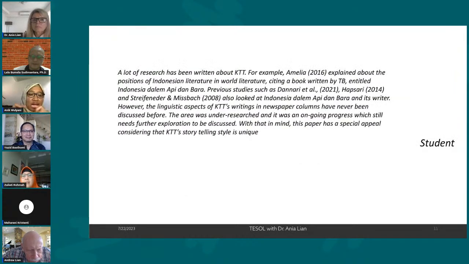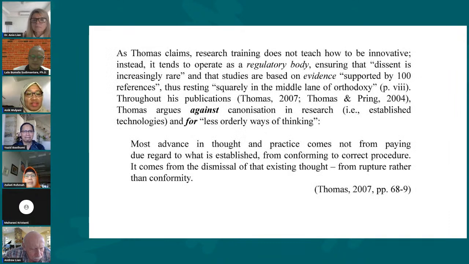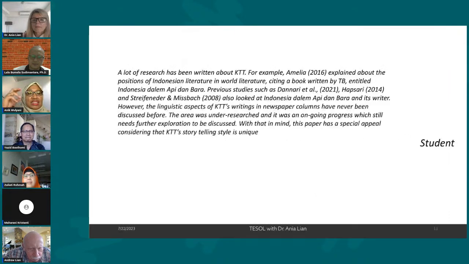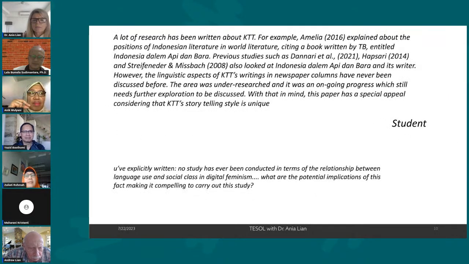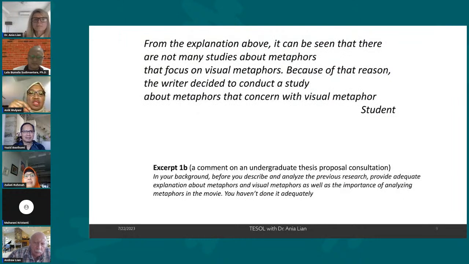And then they said, like, "from the explanation above," something like that. But then they just provide an explanation of the teaching of reading, but not exactly what research has been done on that particular field. So say they are talking about extensive reading, so they would talk about that.